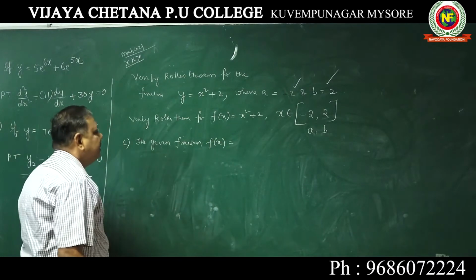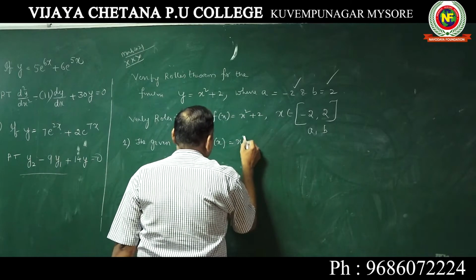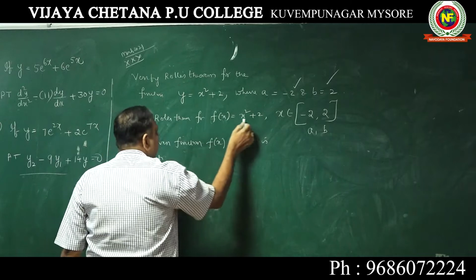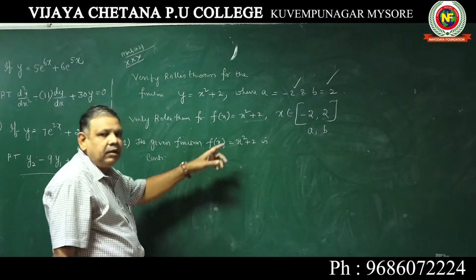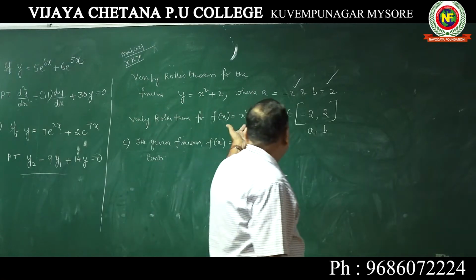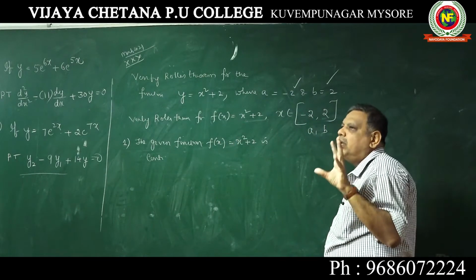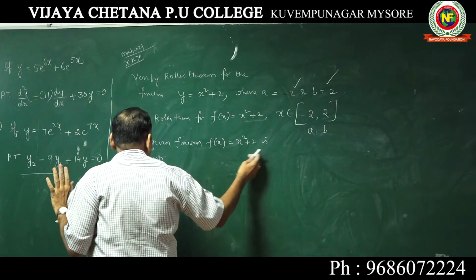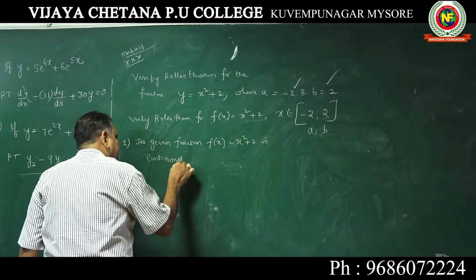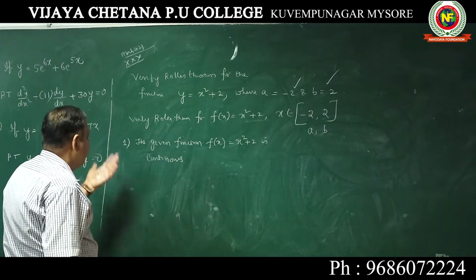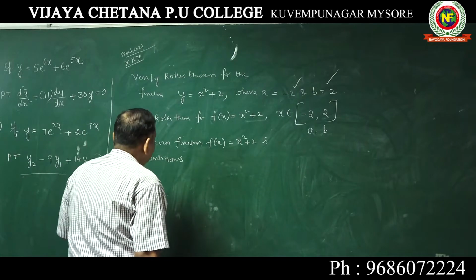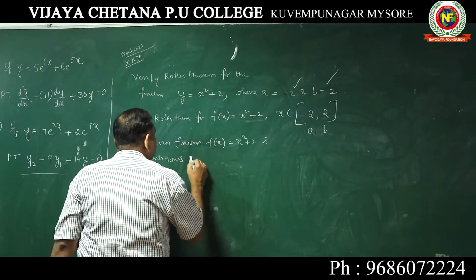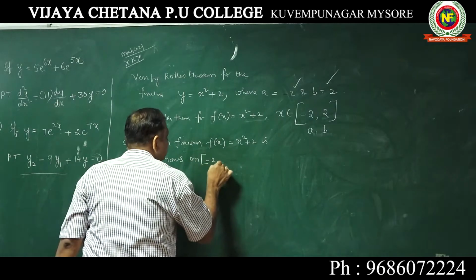The given function f(x), or y, is fine, no problem. x squared plus 2 is continuous. These are all called polynomial functions. This is a polynomial function of degree 2, of degree 3, and there is a rule: all polynomial functions are continuous. We will prove continuity in the next class when I take up continuous functions. For the time being, you should write like this only: the given function f(x) equal to x squared plus 2 is continuous on the closed interval.